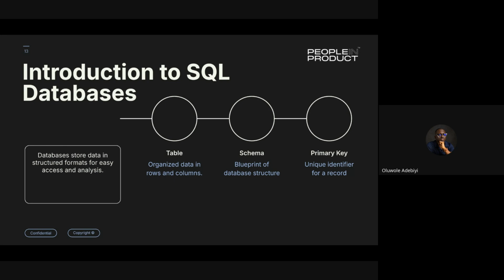So we have the table, which is, like I said, like Excel. We have the schema. The schema is the name, the age, etc. Then we have the primary key. A primary key is the unique identifier for a record. The best way I can explain this is like your employee ID. Once you join a company, they give you a particular ID, which is used to identify you in that company. That is how a primary key works in a database.